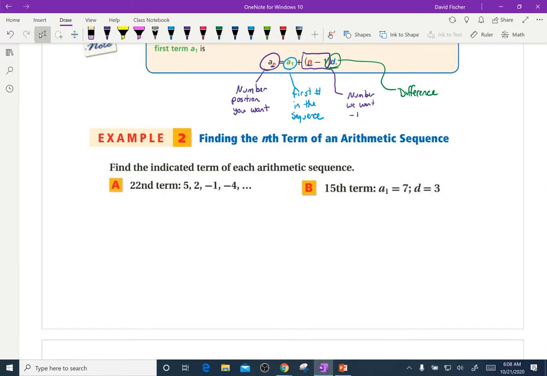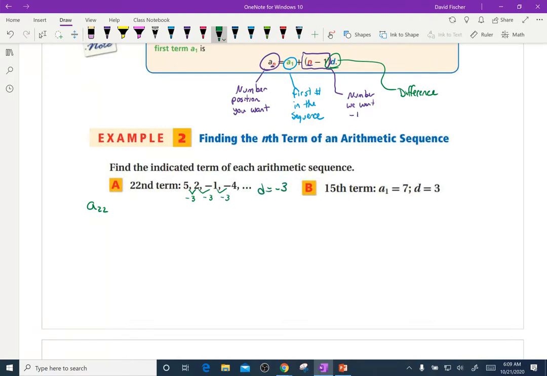For example here, they want to know what the 22nd term is. Now, using that formula, we want to write a sub 22. That's the number we want. Before we can even begin, we always have to find our difference. Make sure it's an arithmetic sequence. To go from 5 to 2, I went down 3. To go from 2 to negative 1, I went down another 3. From negative 1 down to negative 4, I went down another 3. So my difference is negative 3.